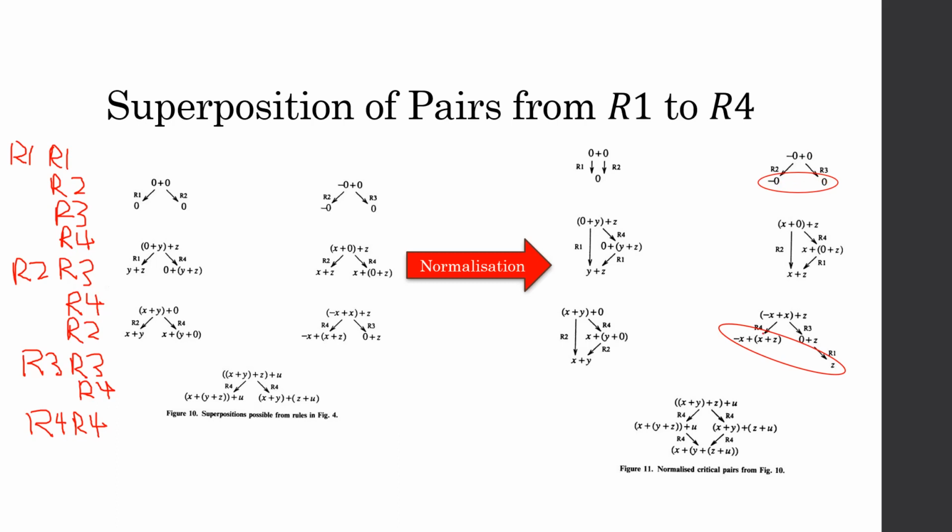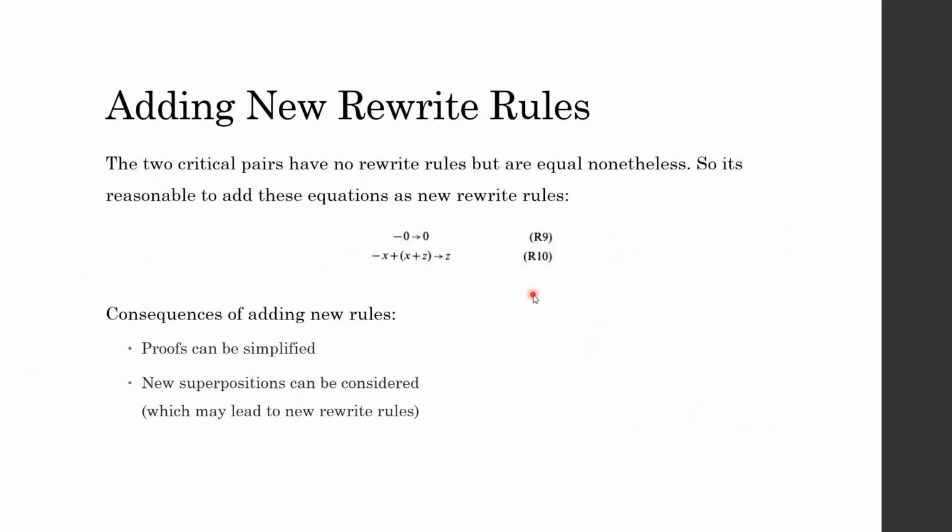Okay, so same over here, we can say that this equals this. Because of this, the two critical pairs we just mentioned have no rewrite rules, but they are equal nonetheless, as I explained just now. So it's reasonable to add this equation as a new rewrite rule, such that negative 0 will rewrite to 0. In terms of complexity, remember the left hand side must be more complex than the right hand side.